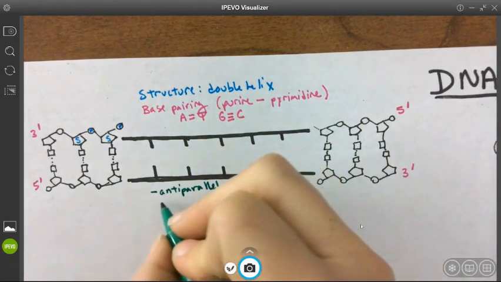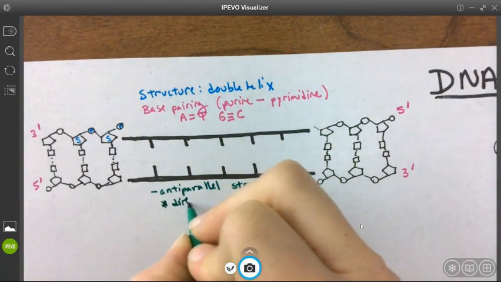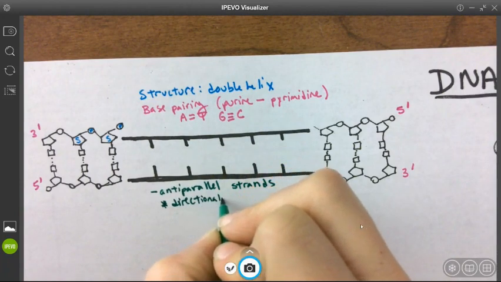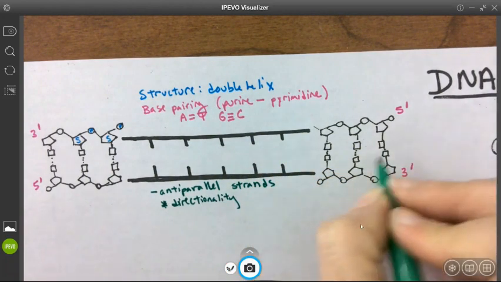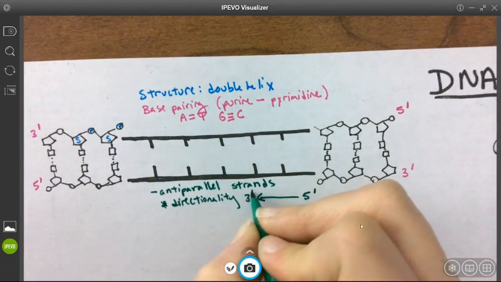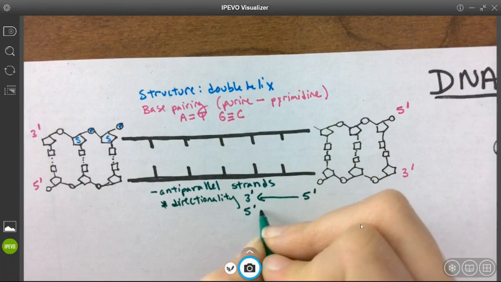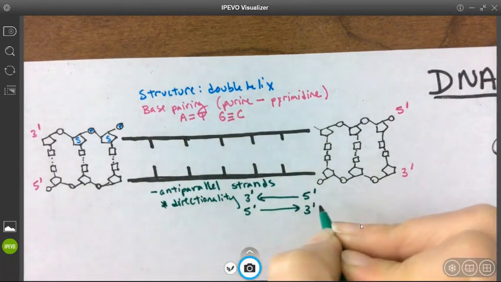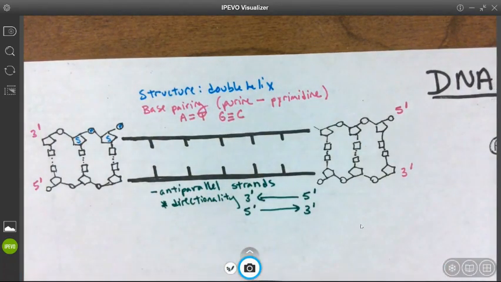Okay. And we also talk about the directionality of this, or the idea that one of the DNA strands is a 5' to 3' strand in this direction. The other DNA strand is a 5' to 3' strand in this direction. Again, this will have consequences on how DNA replicates.